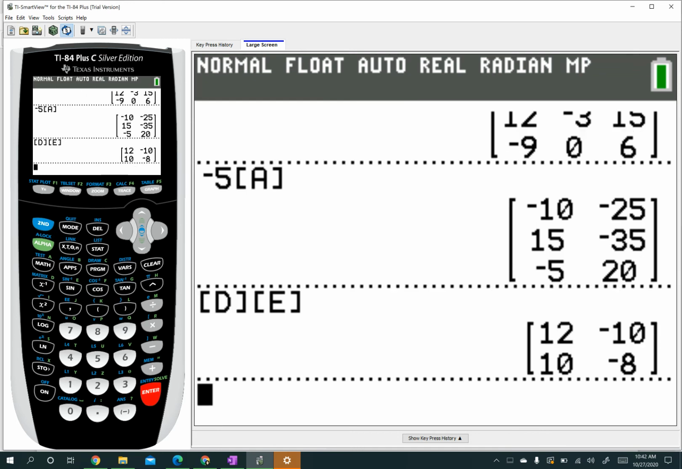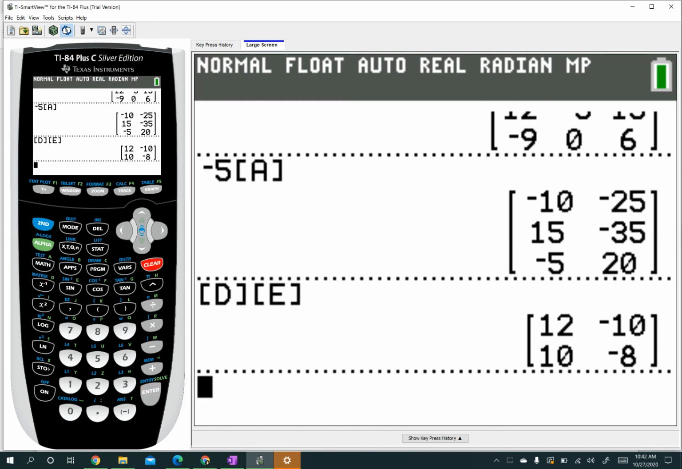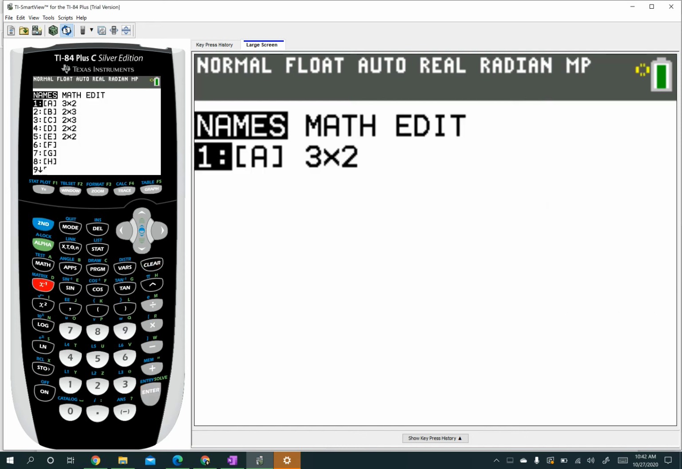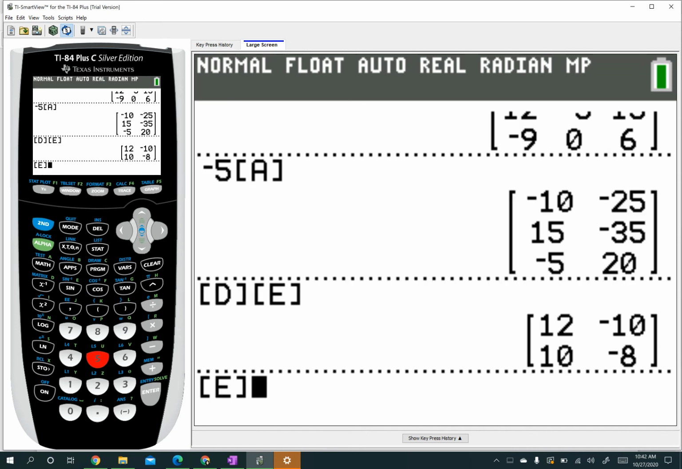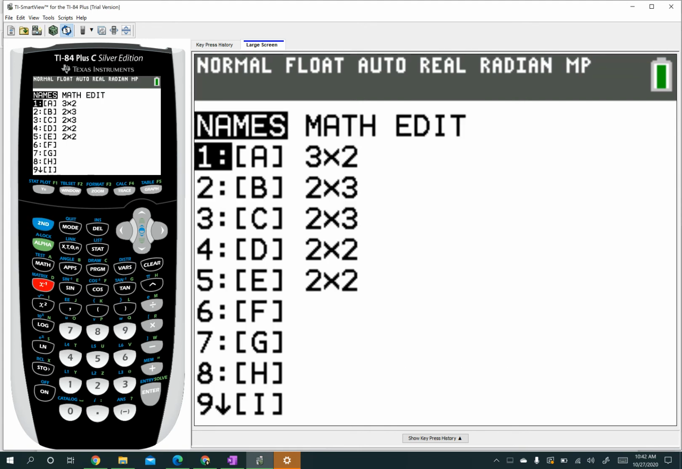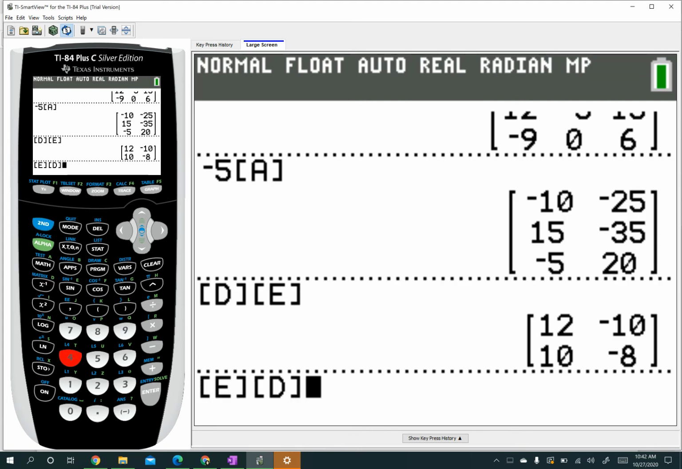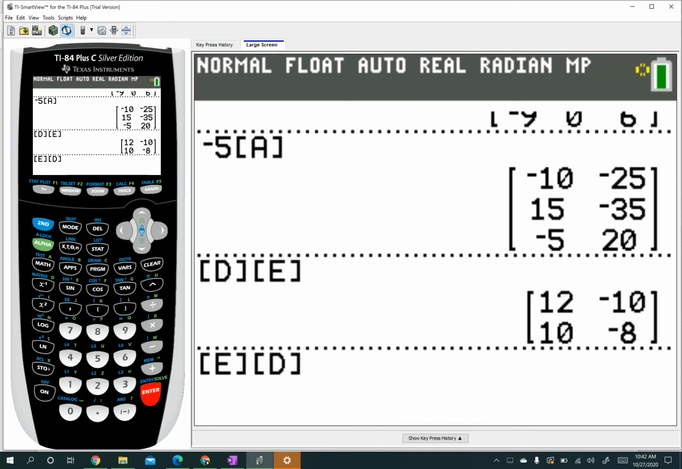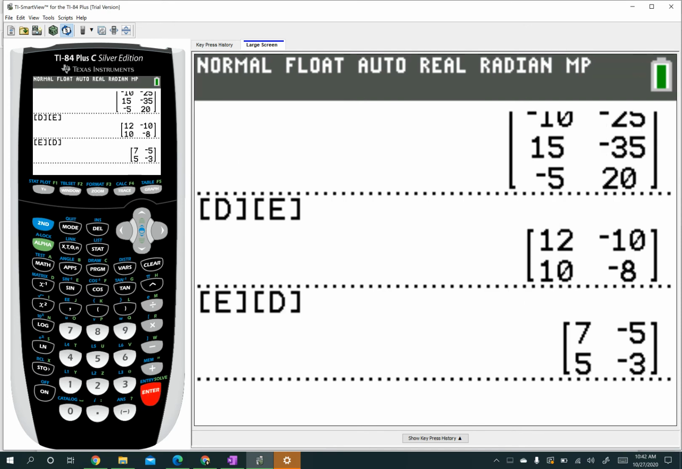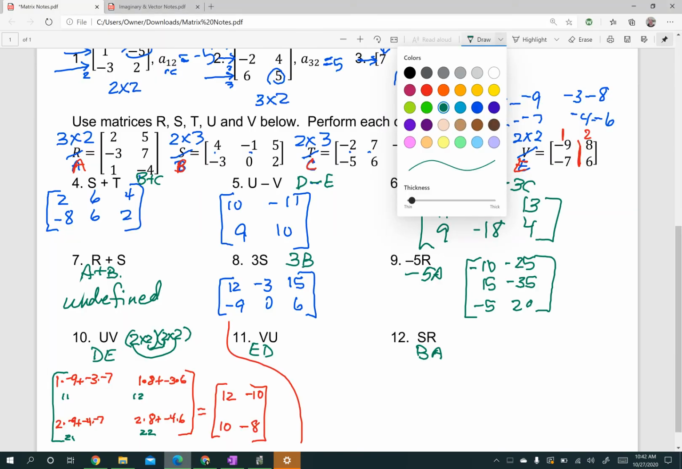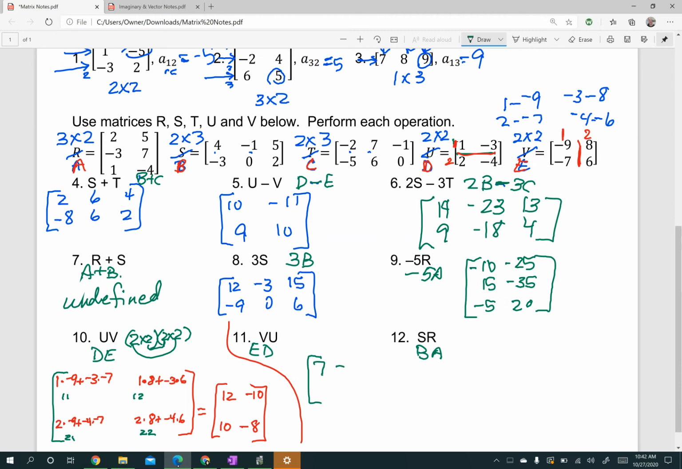Now, the next problem is matrix E times matrix D. And remember, I told you that matrix multiplication is not commutative. So we should see that DE is not the same as ED, which it's not. You'll see that these two don't match. So you get 7, -5, and 5, -3.